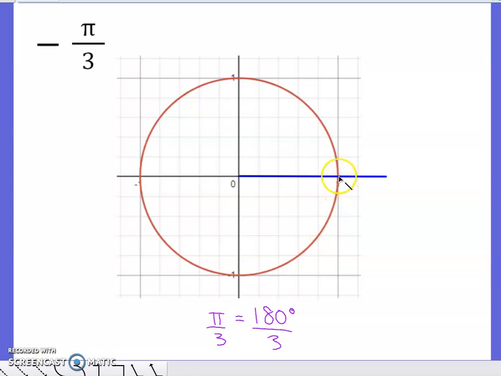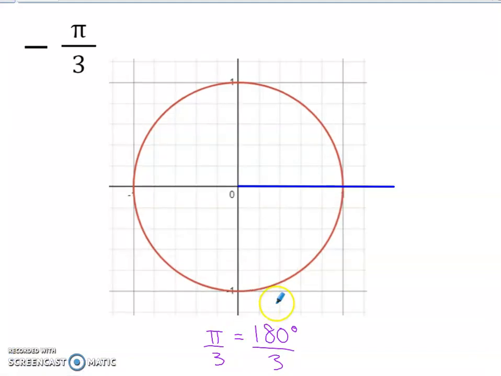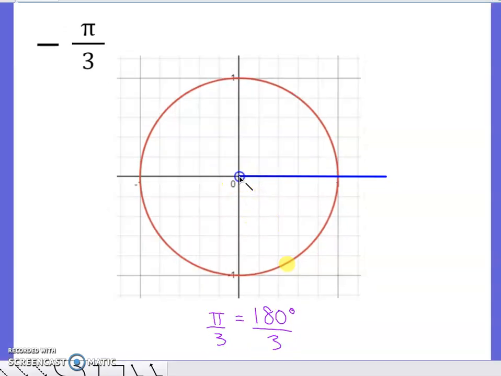So if I go 60 degrees through the fourth quadrant here, it'll put me somewhere a little bit more than halfway through the fourth quadrant, somewhere in here. And so the terminal side of this angle is going to end up looking something like that. So there's my negative pi over 3 radian angle plotted in standard position on the unit circle.